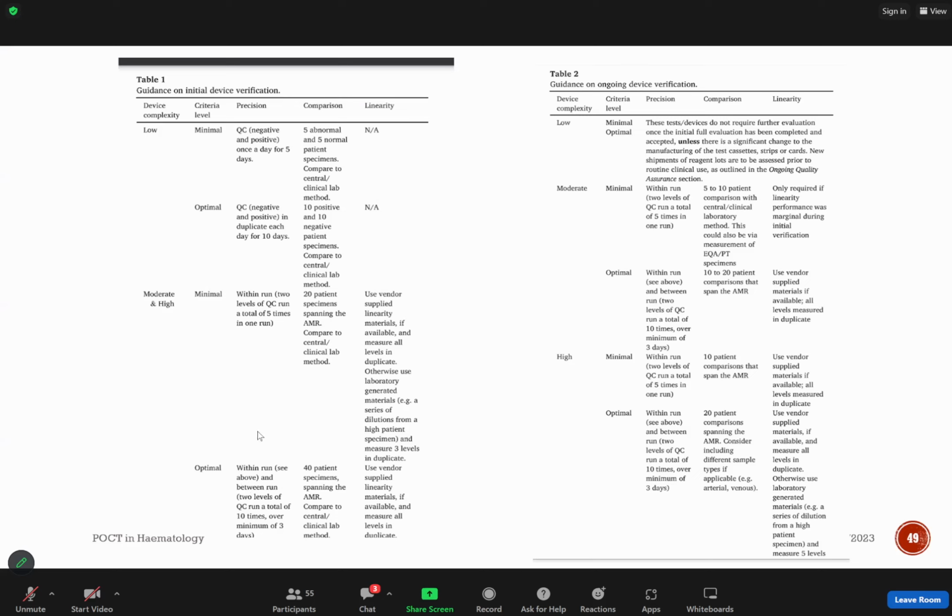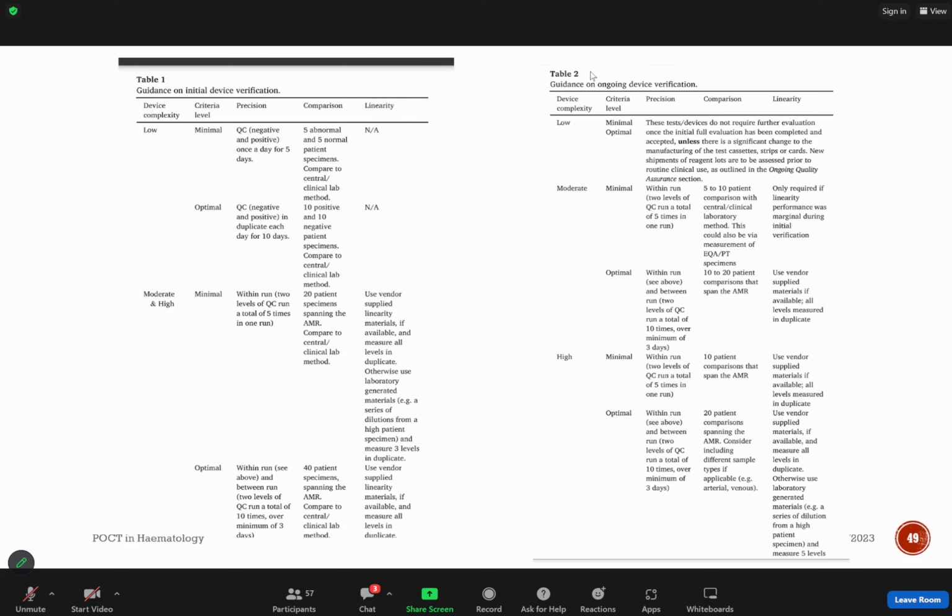Okay, you can see the journal later, because the table is too long, I cannot screenshot the whole page. But this is the outline of how we are going to run the minimum verification study. Most of the time in our practice, for example, when I run PT-INR, we do this precision study and comparison study. PT-INR falls under low complexity, so here they also don't suggest linearity.